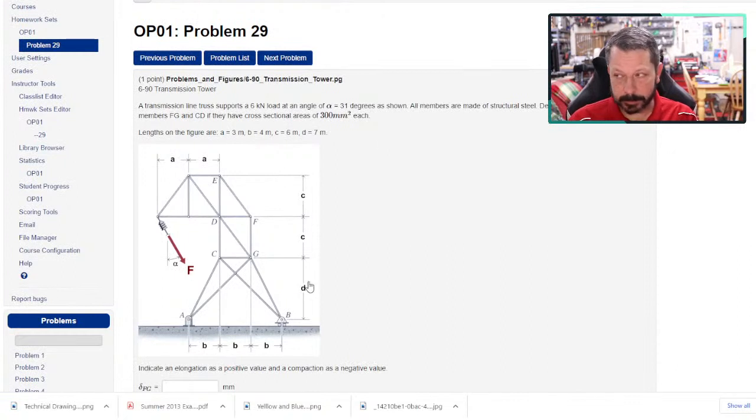This is an interesting one for method of sections, because it's one of the ones where you don't actually have to solve for the reactions down here. I would practice this problem.